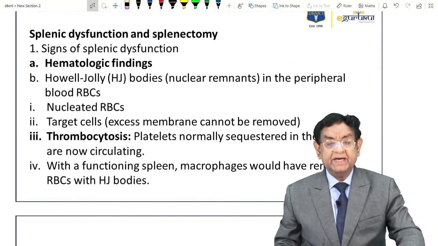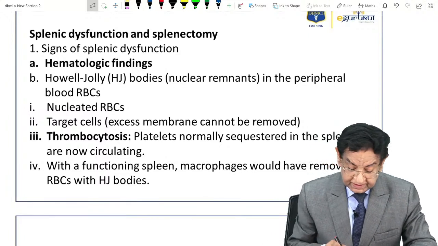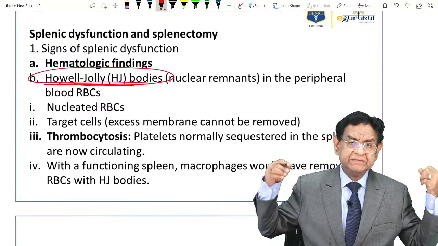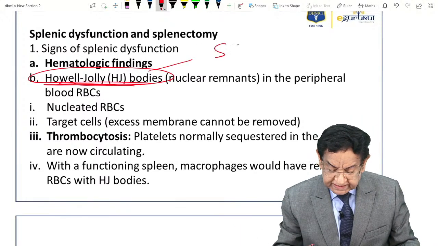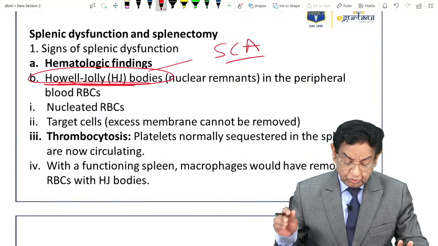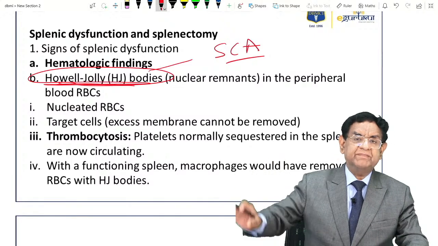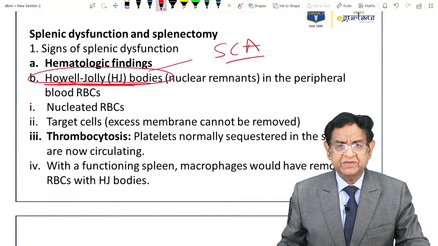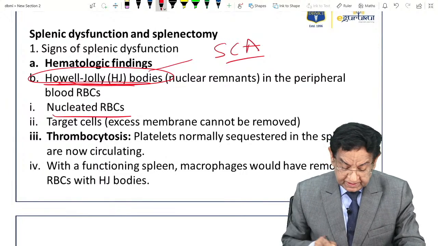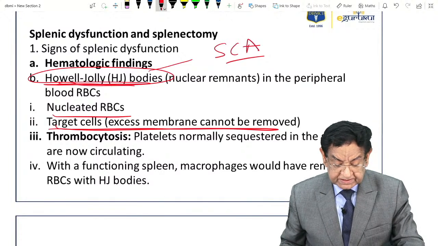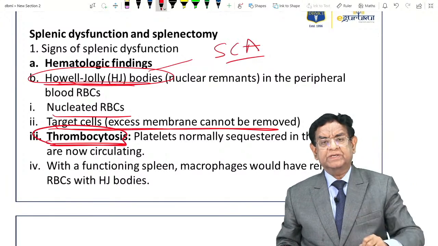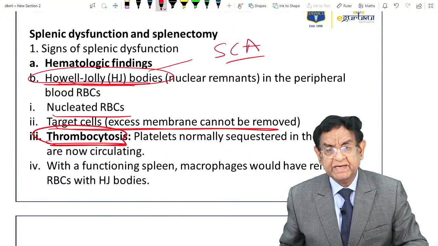Well, when splenectomy occurs, what are the features? Howell-Jolly bodies are seen. If you get this word, either the spleen is gone or this indicates sickle cell anemia. Why? In sickle cell anemia, autosplenectomy occurs. So, Howell-Jolly body is sickle cell anemia, Heinz body is G6PD deficiency. Very simple diagnostic feature. Nucleated RBCs and target cells are seen after splenectomy. Thrombocytosis occurs, not known to most students. After the spleen is removed, the platelet counts tend to go high.